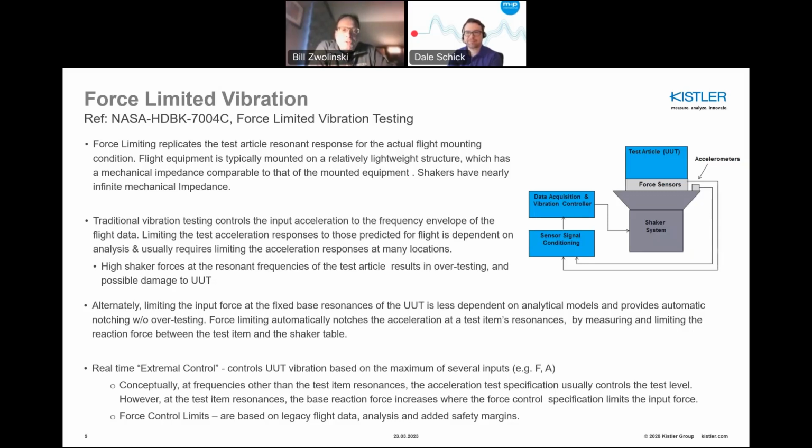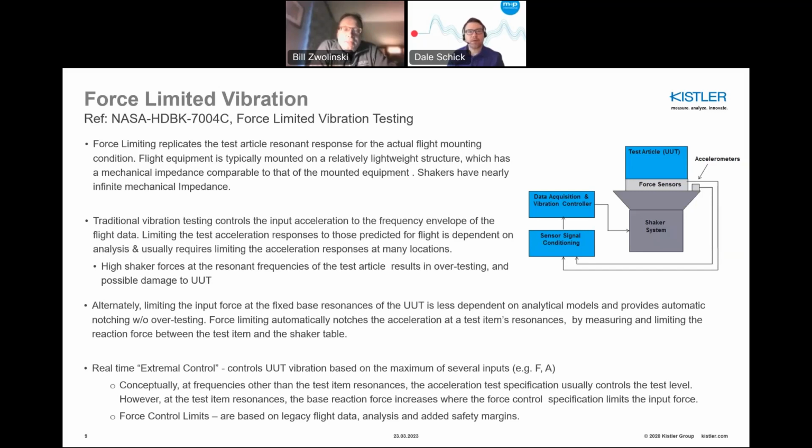So what happens is when you're limiting the input force at the fixed base resonance of the UUT, it's less dependent on the analytical models and provides an automatic notching without overtesting. Now, Dale's going to give a really good example of this during his session, about automatic notching and also manual notching, and contrasting the two. Obviously, the control system is an extremal control. So conceptually, at frequencies other than the test item resonances, the acceleration test specification usually controls the test level.